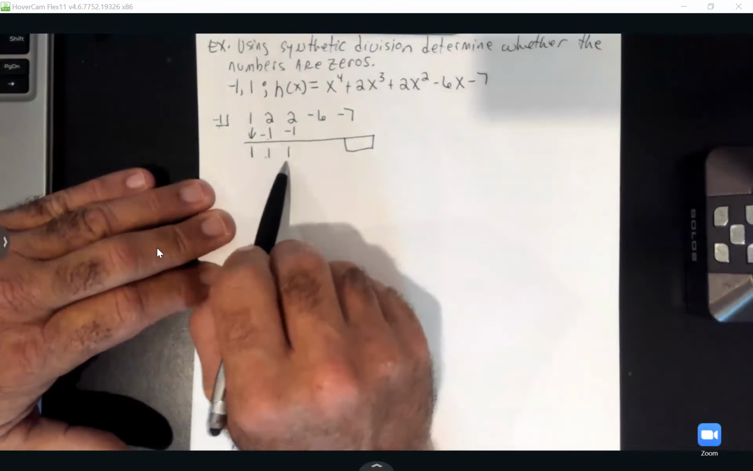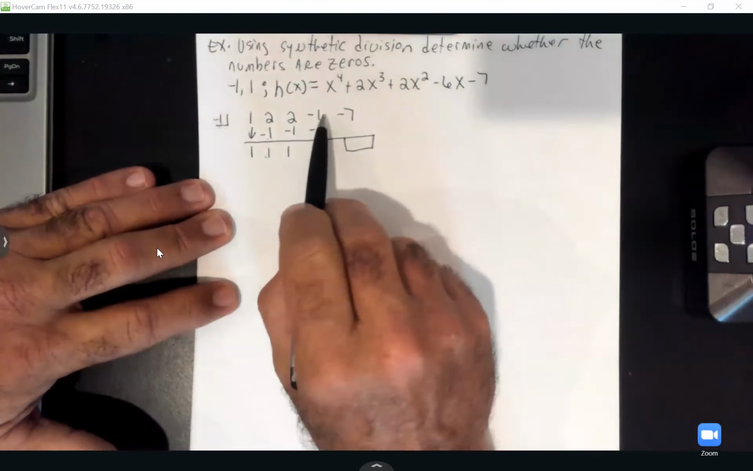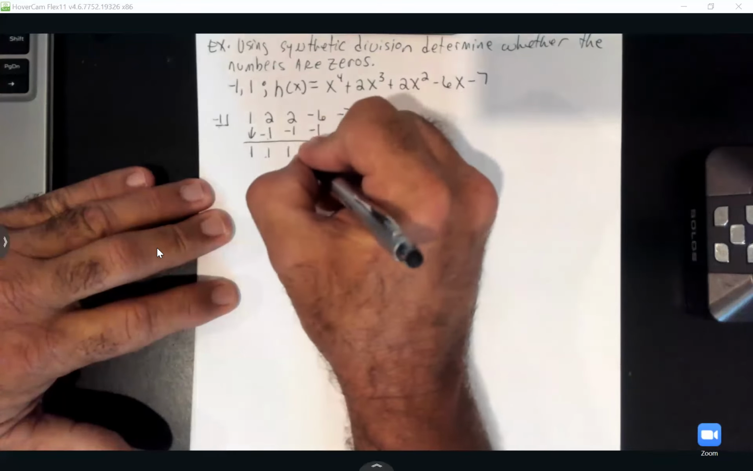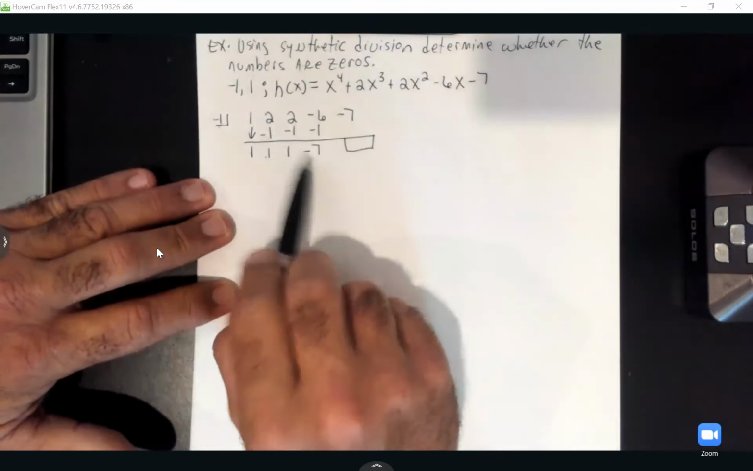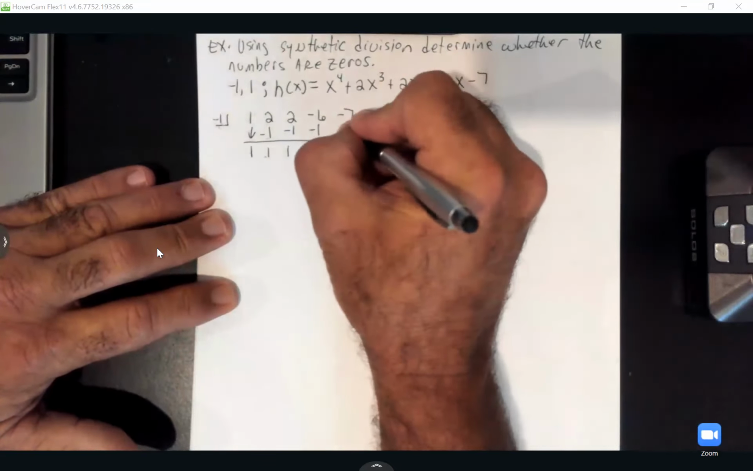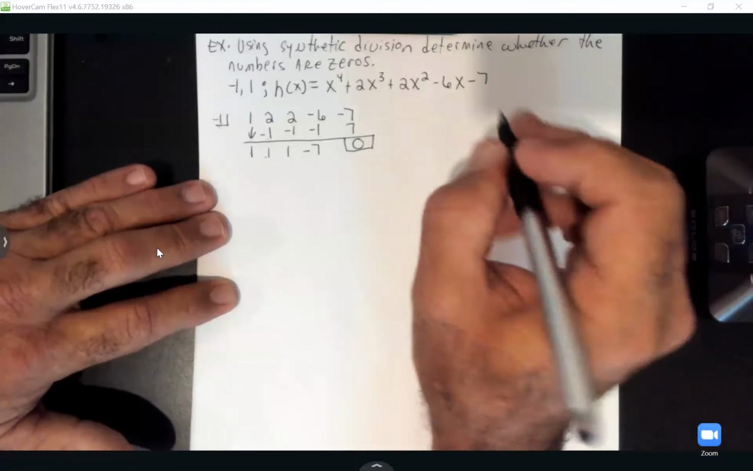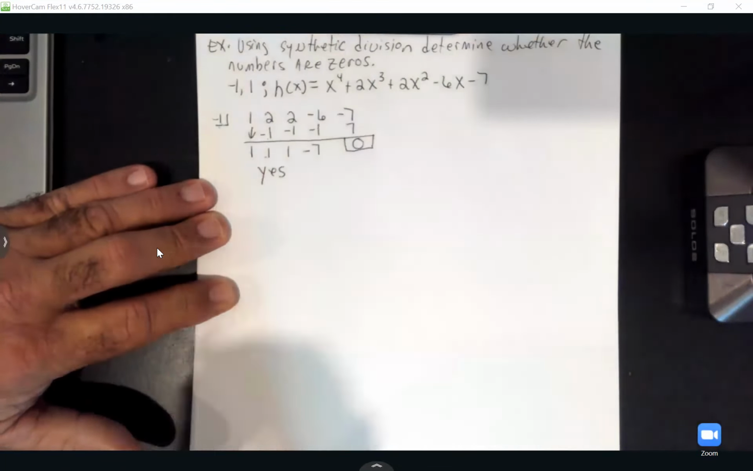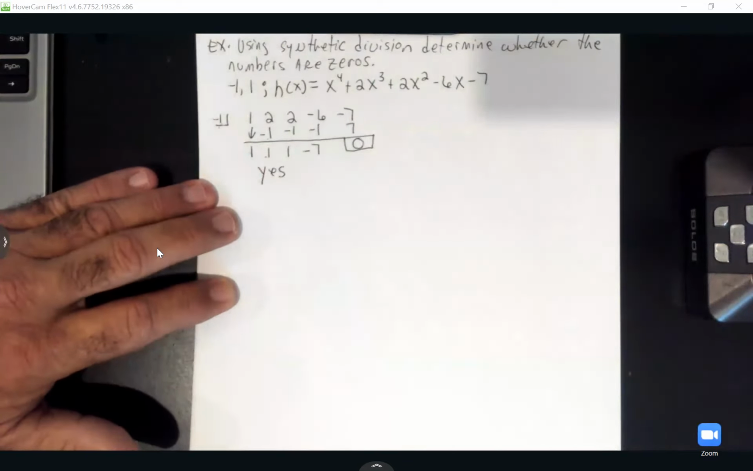All right, y'all, here we go. 1 times -1 is -1. All right, remember, we're adding like signs. So -6 and -1 will give us a -7. All right, y'all, -7 times -1 is a +7. So 0 remainder. So -1 is, yes, a 0 of that polynomial.